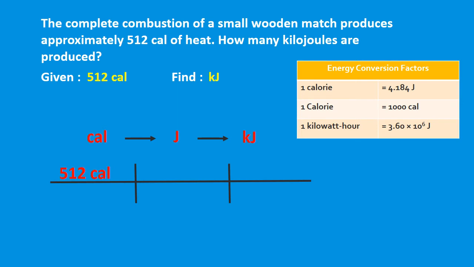So we start with 512 calories, and we know that there are 4.184 joules per calorie, and that in 1 kilojoule we have 1,000 joules. So we do our calculation, 512 times 4.184, then we divide by 1,000. That gives us 2.14 kilojoules. And all we're doing here is basically dimensional analysis, converting from one unit to another using the conversion factors that we already have.